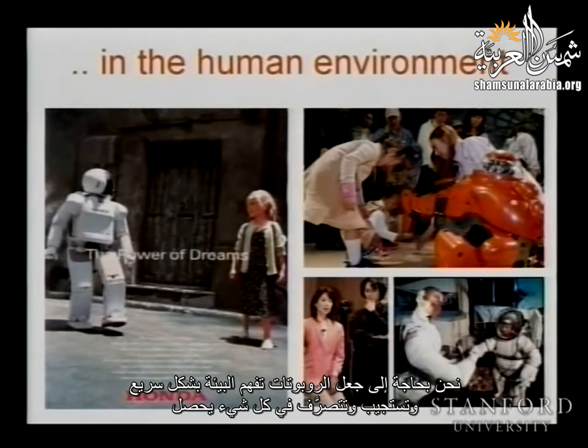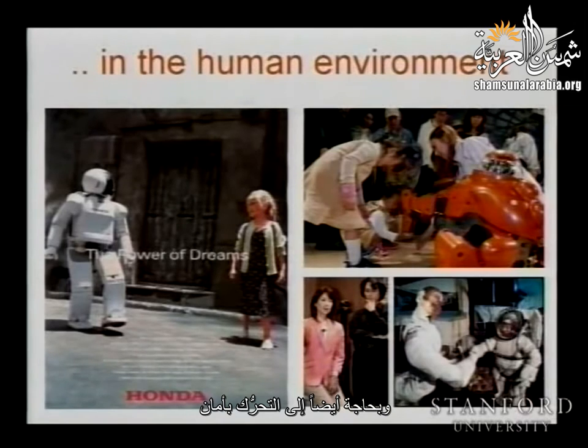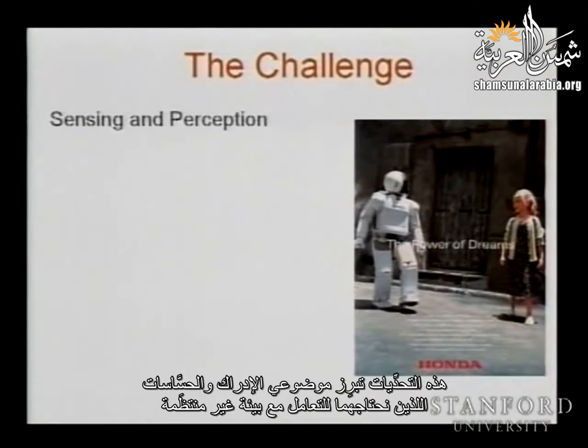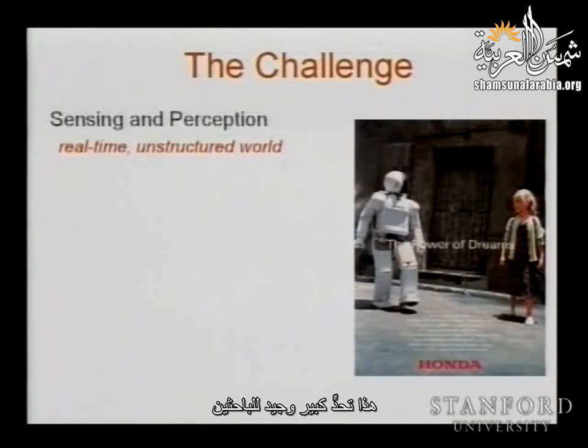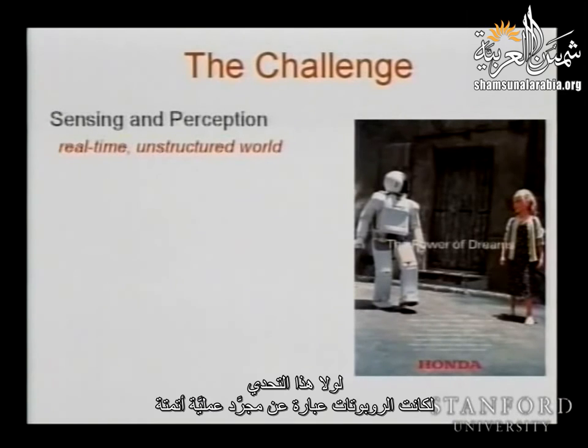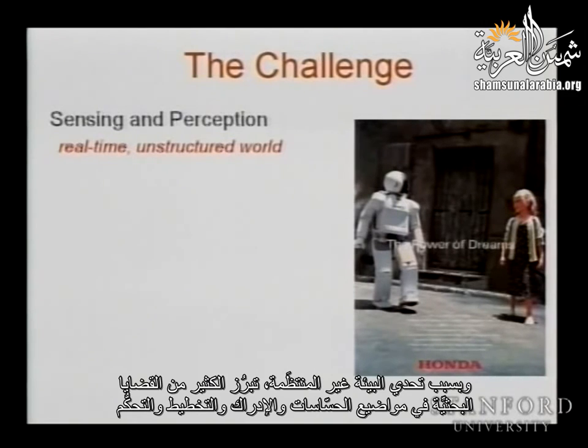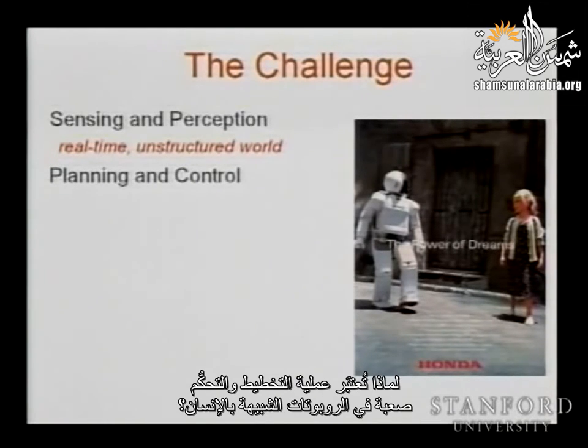You need to perceive the environment quickly, respond and react to everything that is happening, and you need to be moving safely. Those challenges bring the perception and sensing issues that we need to deal with in an unstructured environment. This is really a big challenge, and also a good thing for researchers. Without this challenge, robotics would have become just automation. But the challenge of unstructured environments is bringing a lot of interesting issues to research in sensing and perception, in planning and control. Why are planning and control hard here when you have those human-like robots? What is the problem?